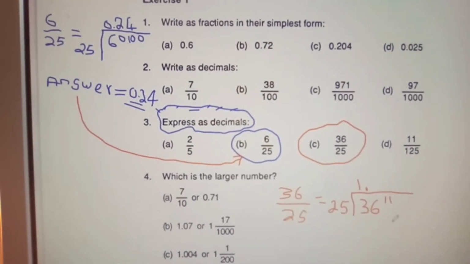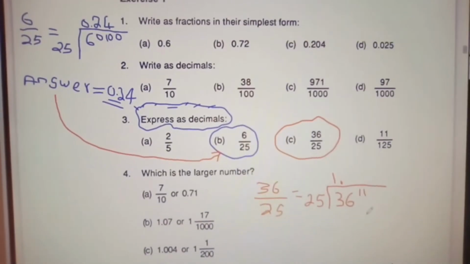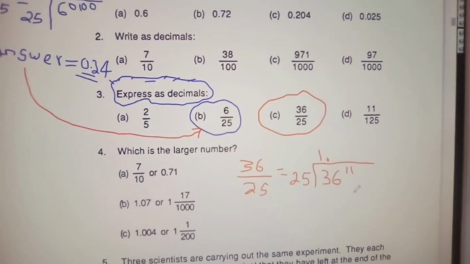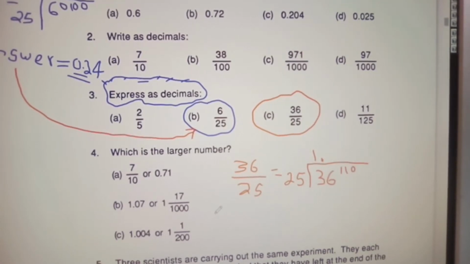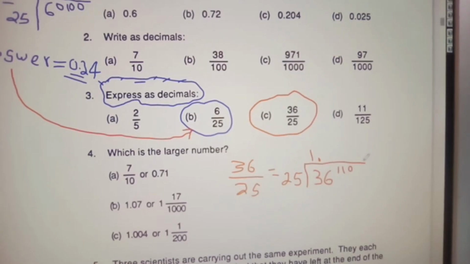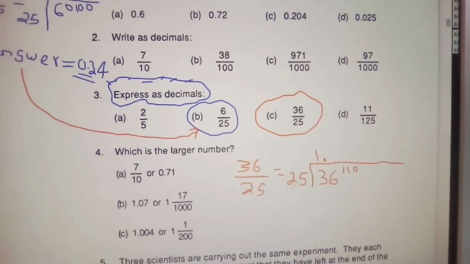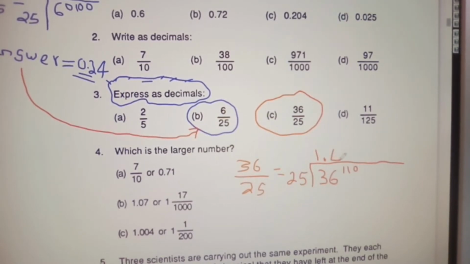Right. Now let's look at this now. 25 into 11. We can't. Because we've added a decimal point there and the remainder is 11, I need to add a 0 here. Okay. And let me just make sure that my bracket is long enough to accommodate all my digits. Okay. So 25 into 110 goes how many times? 4. 4 times, okay?